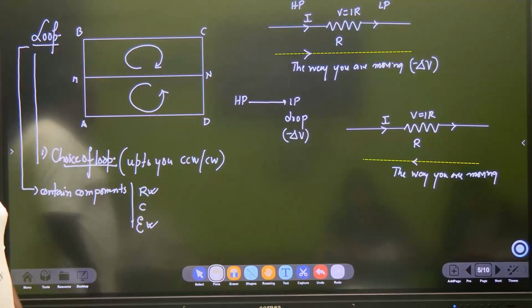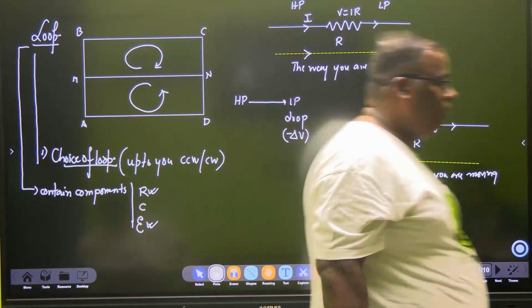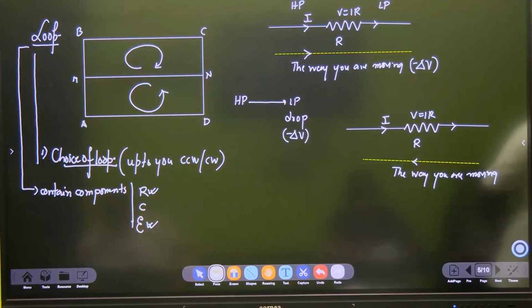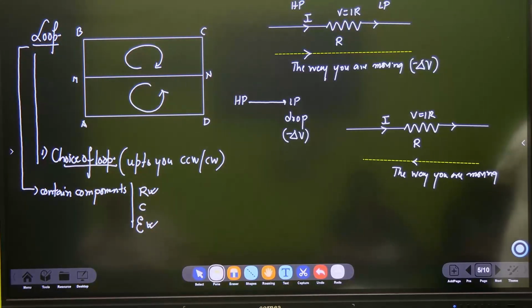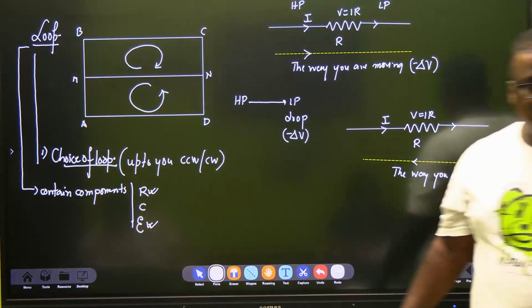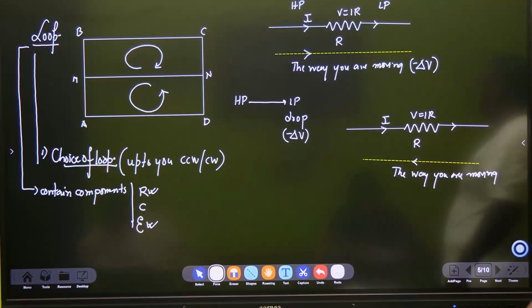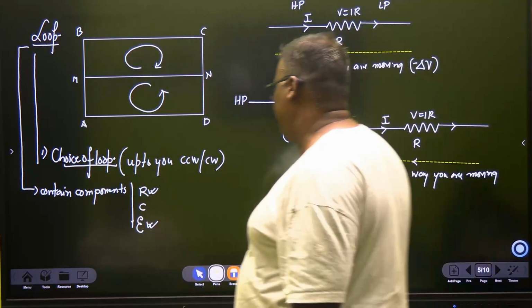Now if you proceed with this, your full answer will come correct. Delta V will always be taken as negative. Have you understood? Because there is a drop in potential. Drop means whatever you are coming with, there is a drop in that value. You now no more carry that much value with you. Is this clear? Okay.